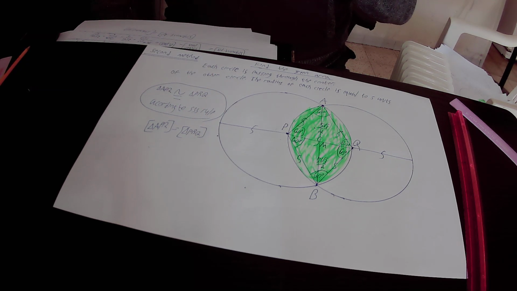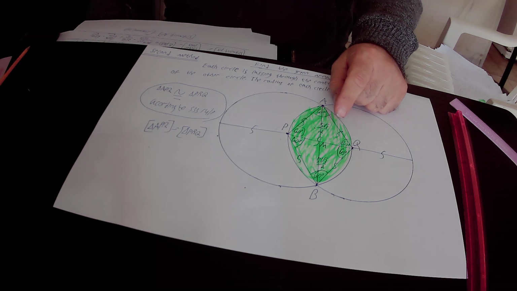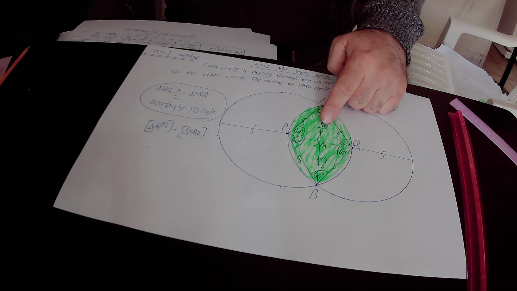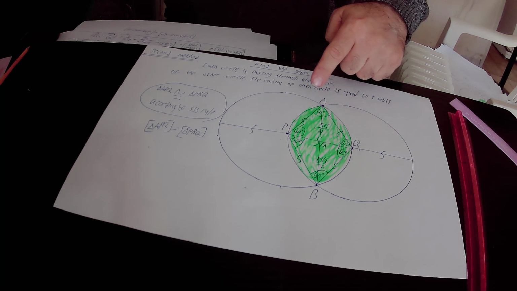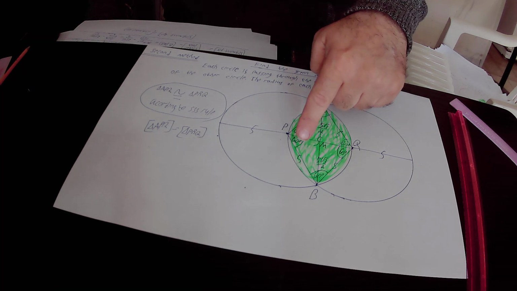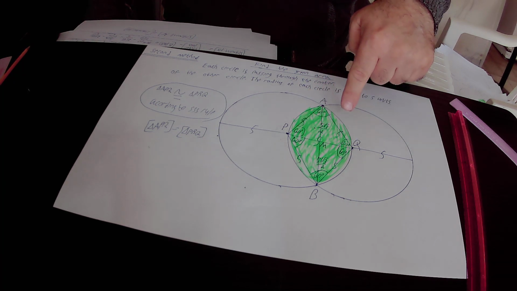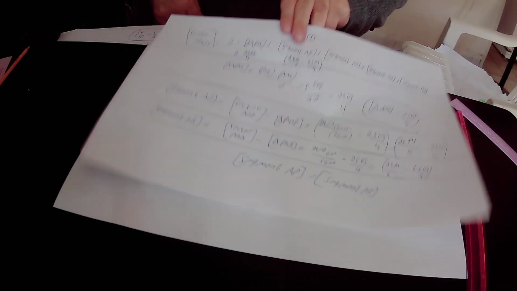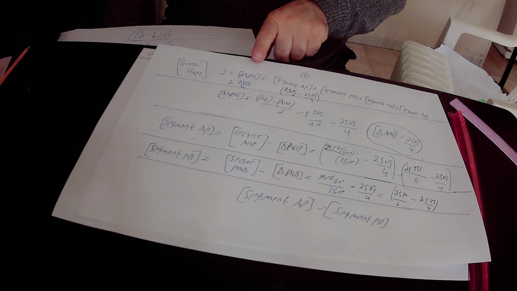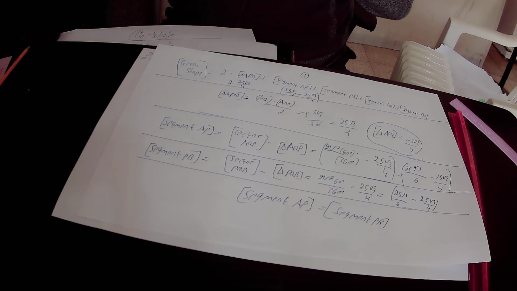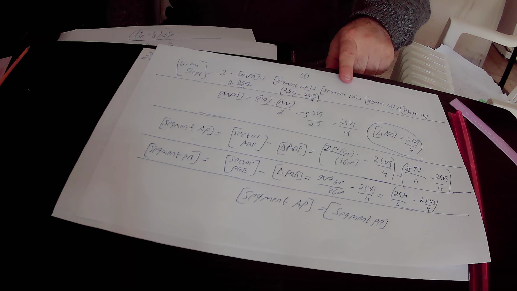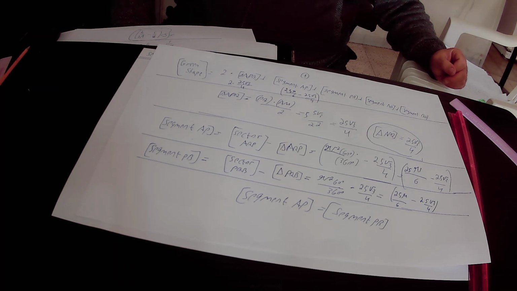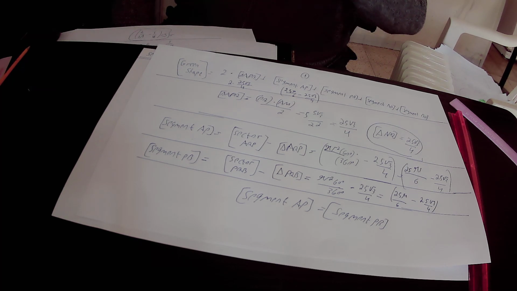Okay, so the area of the green shape will be equal to 2 times the area of triangle APQ plus the areas of the 4 segments: segment AP, segment PB, segment BQ, and segment AQ. So the area of the green shape equals 2 times the area of triangle APQ plus the area of segment AP plus the area of segment PB plus the area of segment AQ plus the area of segment BQ. And what is the area of triangle APQ?